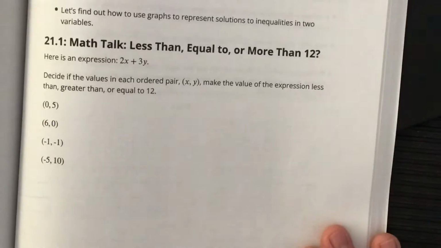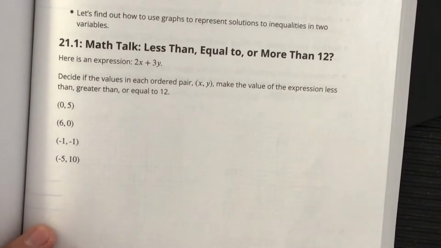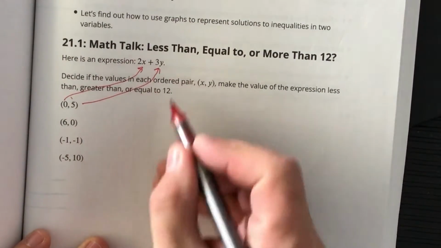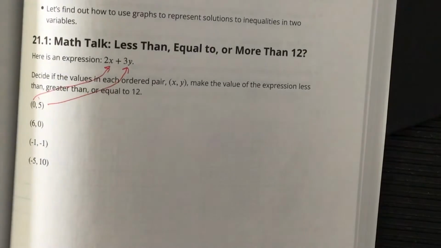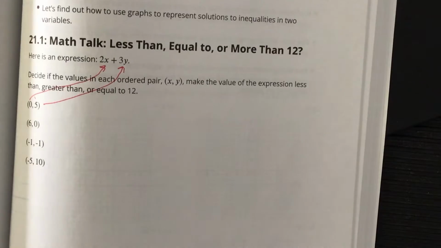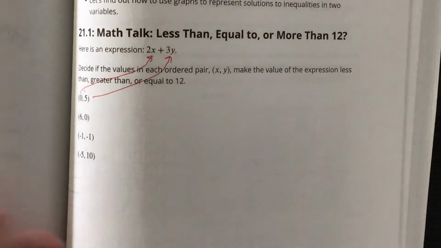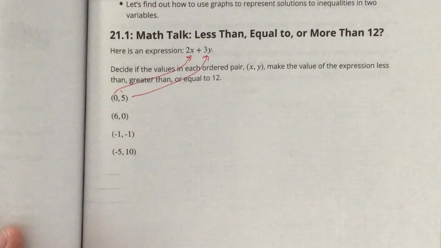Lesson 21, decide if it works. So if you plug in 0 for x, 5 for y, let's see, we are looking for, is it less than, greater than, or equal to 12? So what do you get if you plug in those numbers? More than 12, less than 12, or equal to 12? Greater.